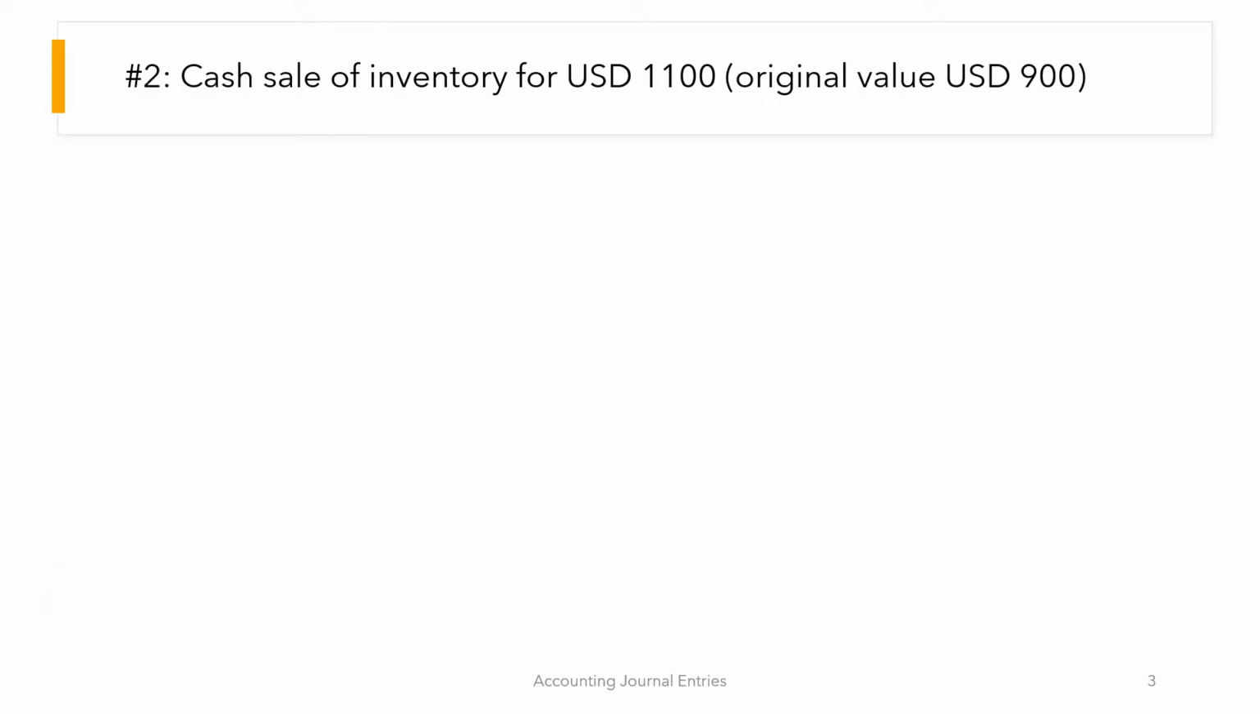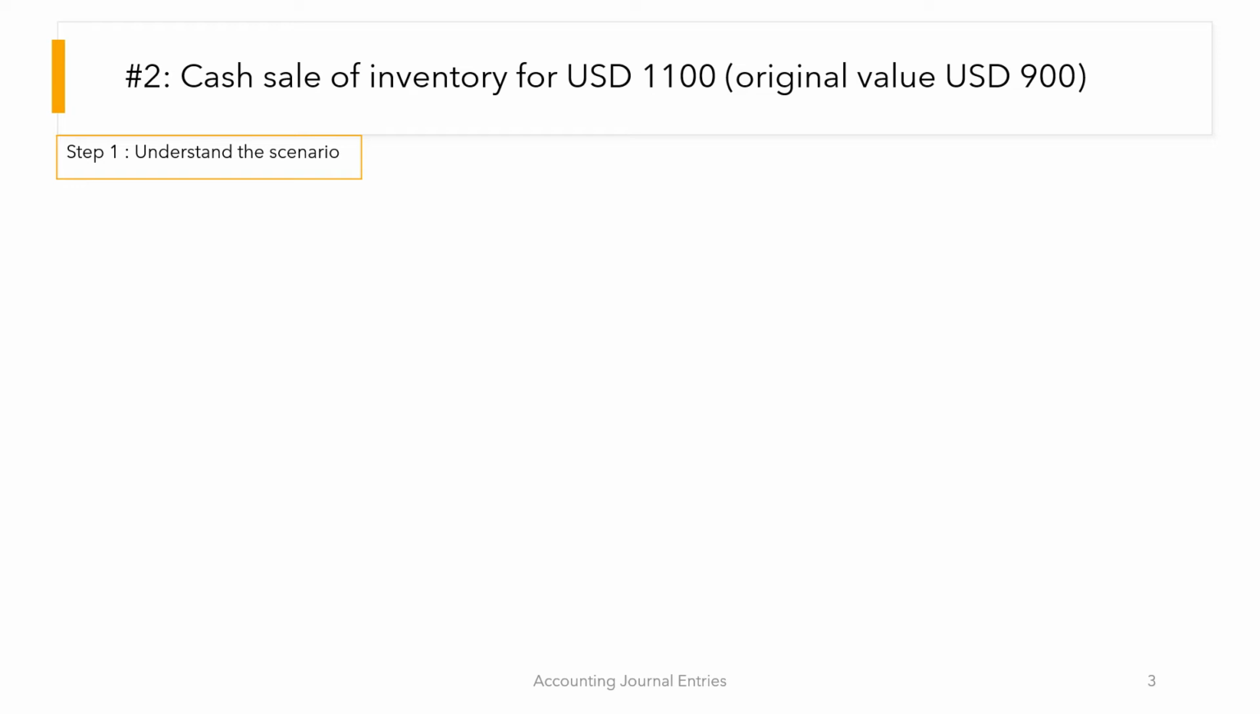Let's take one more example scenario to understand how we come up with the correct journal entry for any particular scenario. The second scenario we are taking now is a cash sale of inventory for 1,100 US dollars, and the original value is 900 US dollars. Let's go step by step. Step 1 is to understand the scenario. The scenario here is a cash sale of inventory and it is more than the original value. So there is a gain which is coming in.